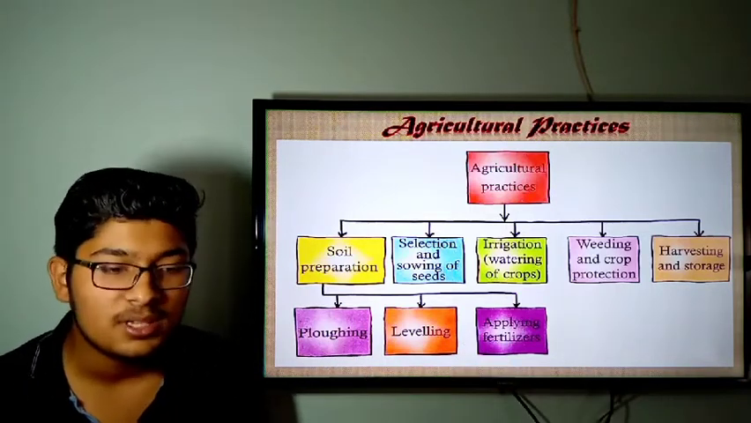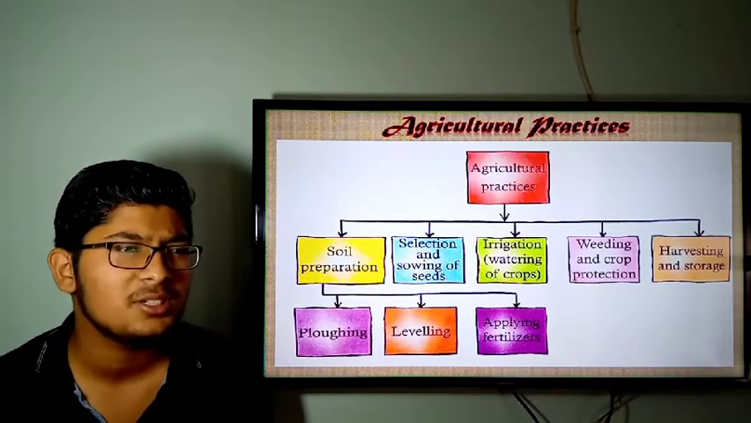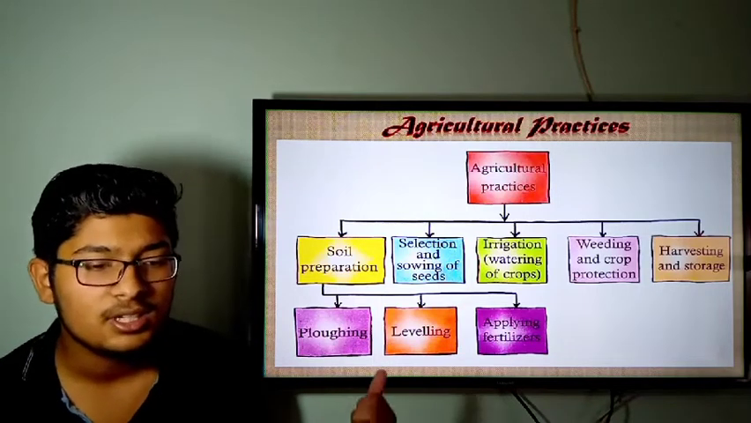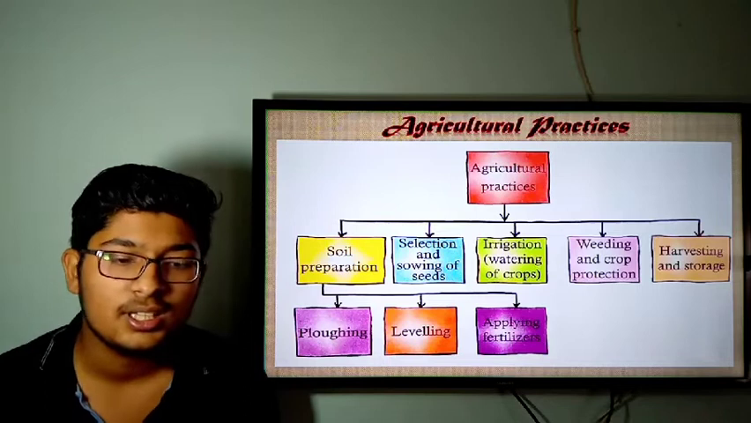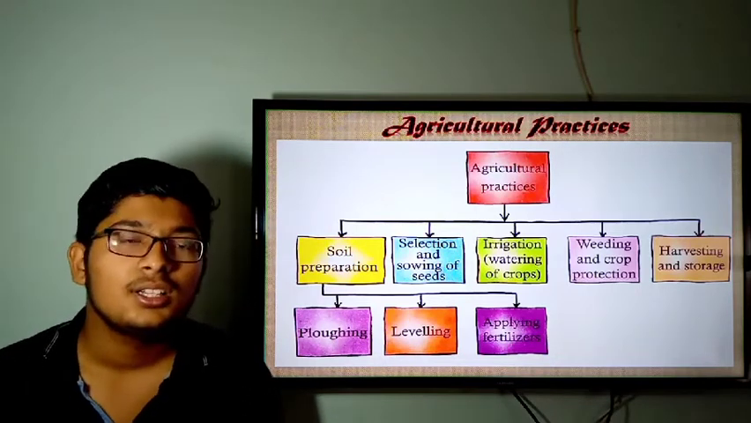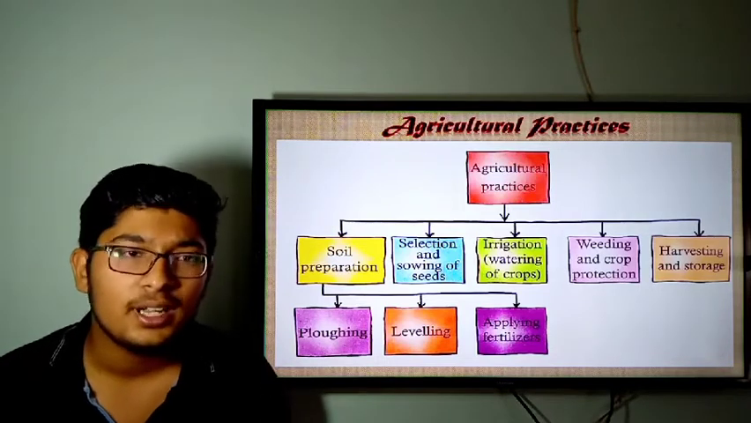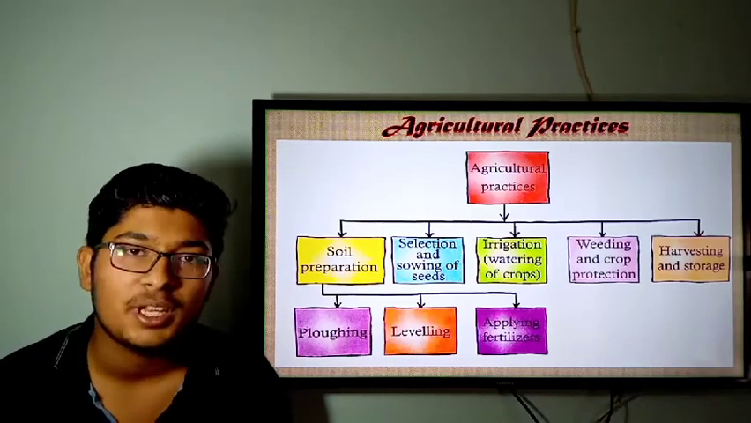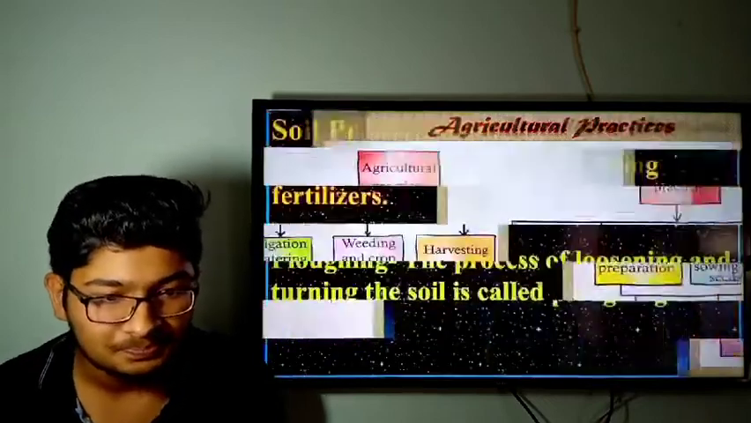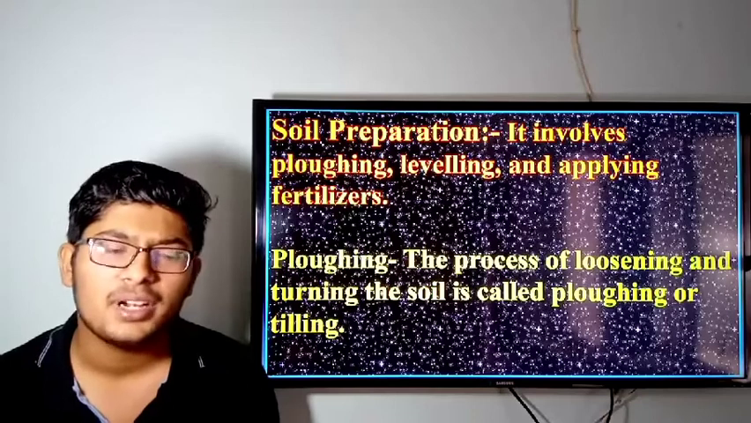The next step is selection and sowing of seeds, which means selection of the best quality seeds and sowing. We will discuss it further. The other is irrigation. It is simply watering of the crops. The next topic we will deal with is weeding and crop protection. Then the next topic is harvesting and storage. So let's start with soil preparation. Soil preparation involves plowing, leveling and applying fertilizers.